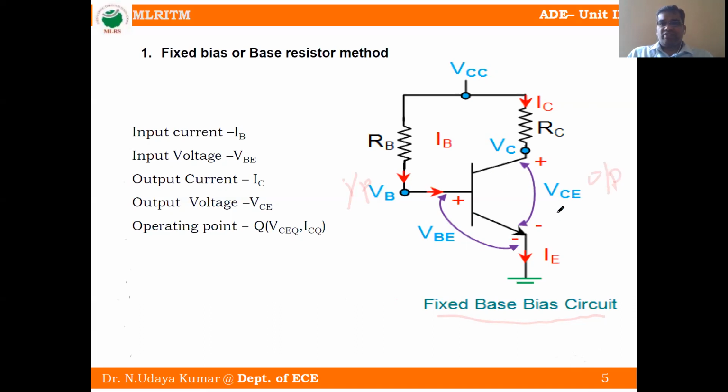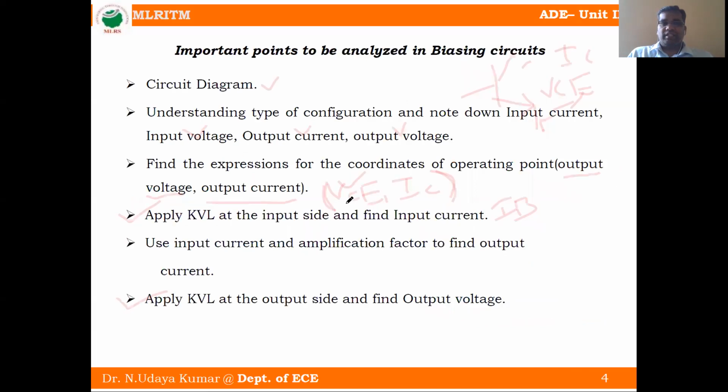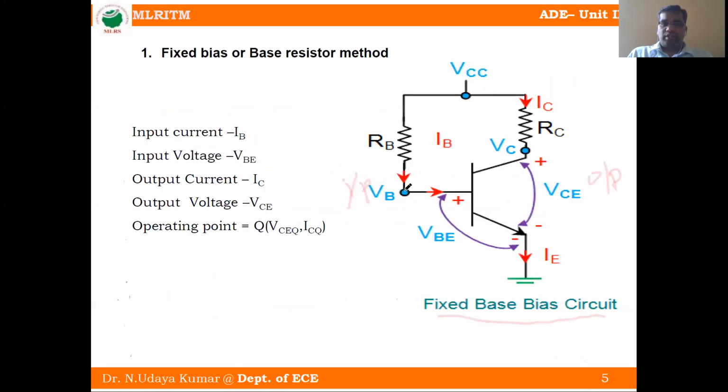So the circuit, first identify as per the steps. The circuit is given here. Next, what is the step? Understand the type of configuration and note down the input current, input voltage, output current, output voltage. See, what is the input current here? This is the input side, so the input current is IB. This is the base terminal, so we have the base current. So IB is the base current or input current.